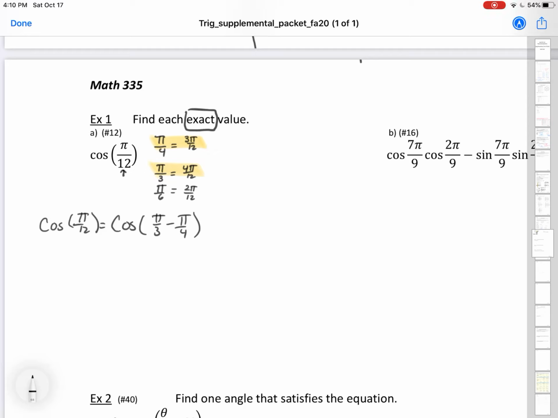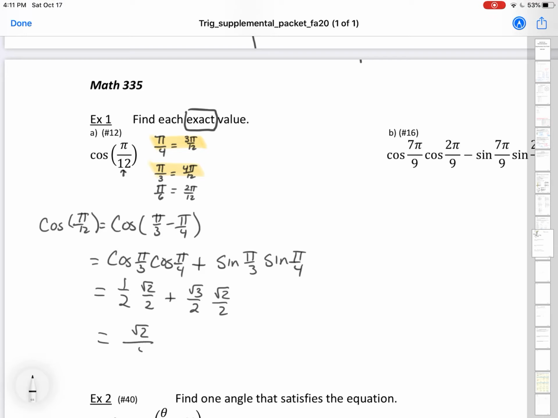Now let's see if we remember. It's cosine, so that's the cosine, cosine, sine, sine one. So this is going to be cosine of the first angle, cosine of the second angle, and then opposite sign in the middle, sine of the first angle, sine of the second angle. Now it should be this fast. Cosine of pi over 3, 1/2. Cosine of pi over 4, root 2 over 2. Sine of pi over 3, root 3 over 2. Sine of pi over 4, root 2 over 2.